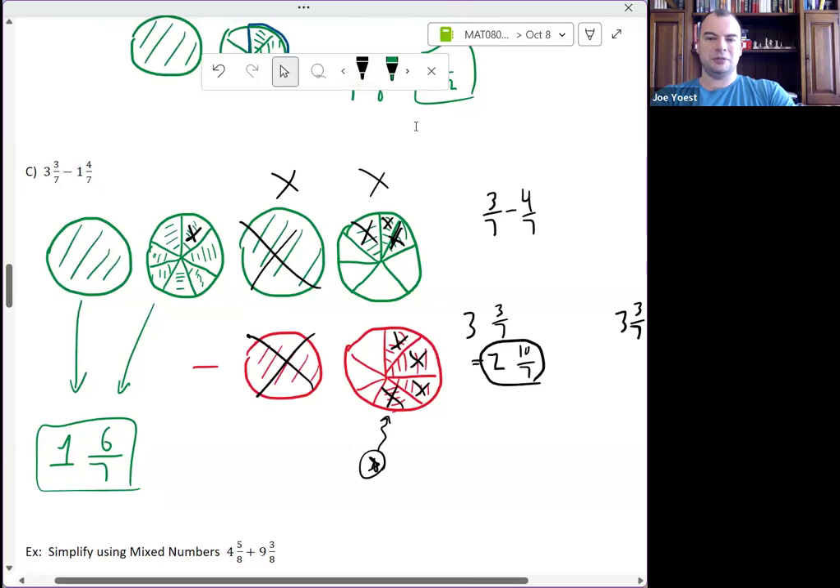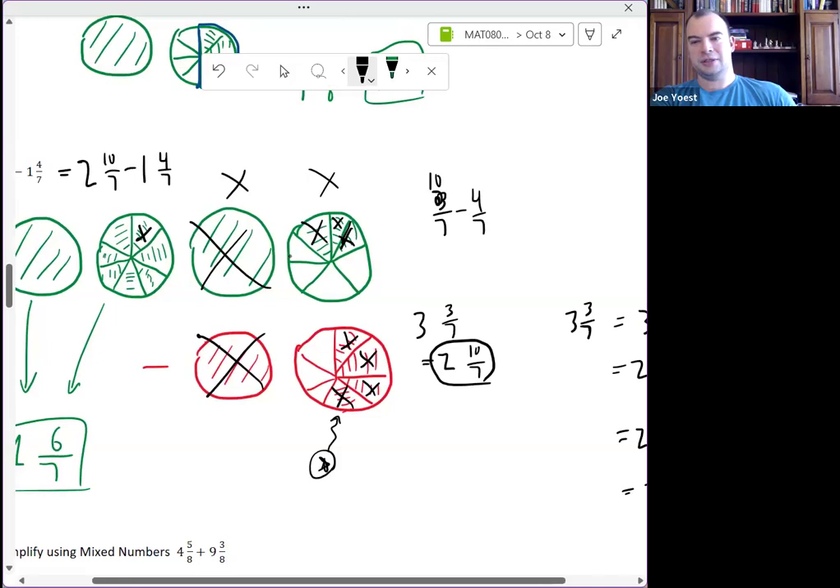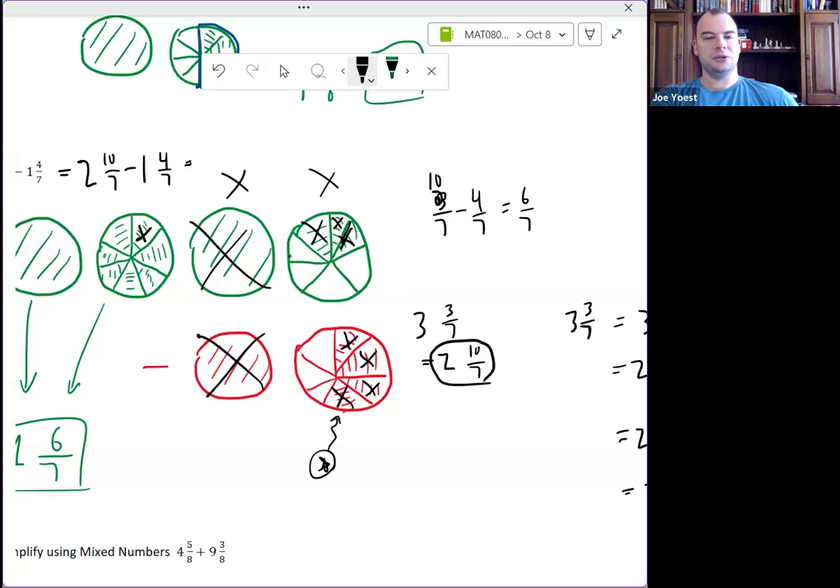So because I see that 3/7 minus 4/7, I don't have enough 7th slices in my possession to satisfy the 4 that are demanded of me. I can rewrite this as 2 and 10/7 minus 1 and 4/7. And now if I have 10/7 and need to give away 4, well, now I can do that. That's 6/7. So now I can subtract the wholes. 2 minus 1 is 1. And 10/7 minus 4/7 is 6/7.